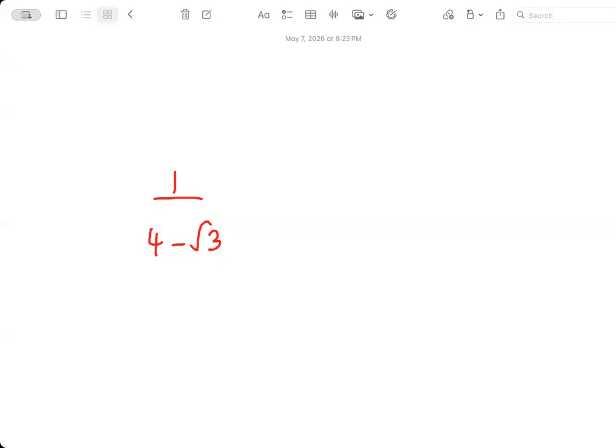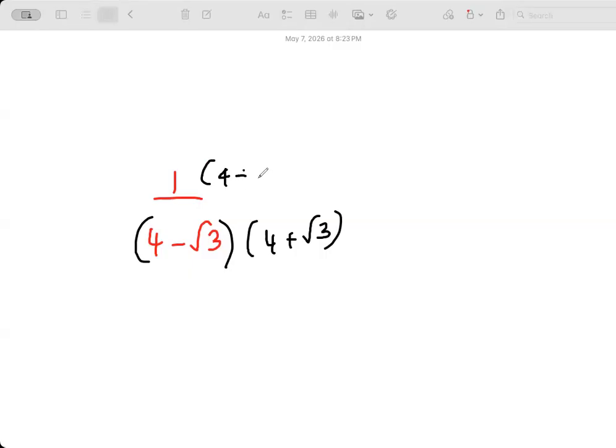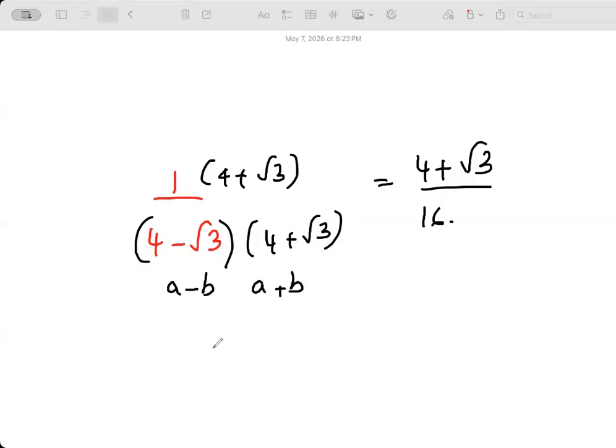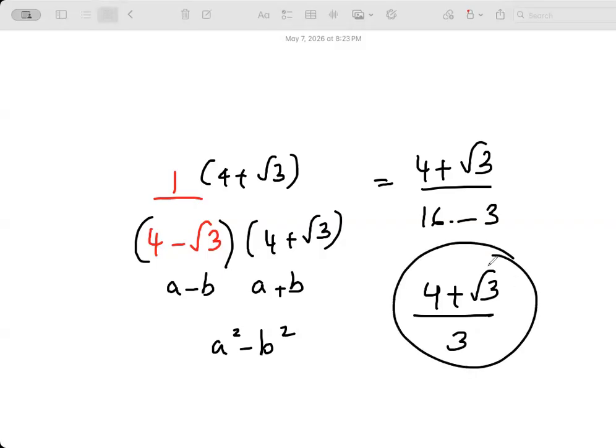16 minus 3. Correct, Arush. Yes, you multiply by the conjugate. That's nice. You multiply by the conjugate. So the conjugate is 4 plus root 3, 4 plus root 3, right? So that becomes 4 plus root 3 by 16. A plus B, A minus B formula, right? That is A square minus B square, right? So this would be 4 plus root 3 by 3. Any questions?